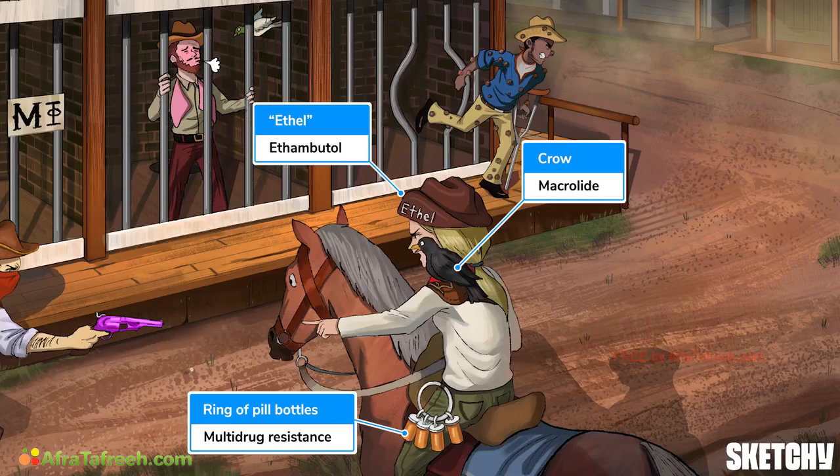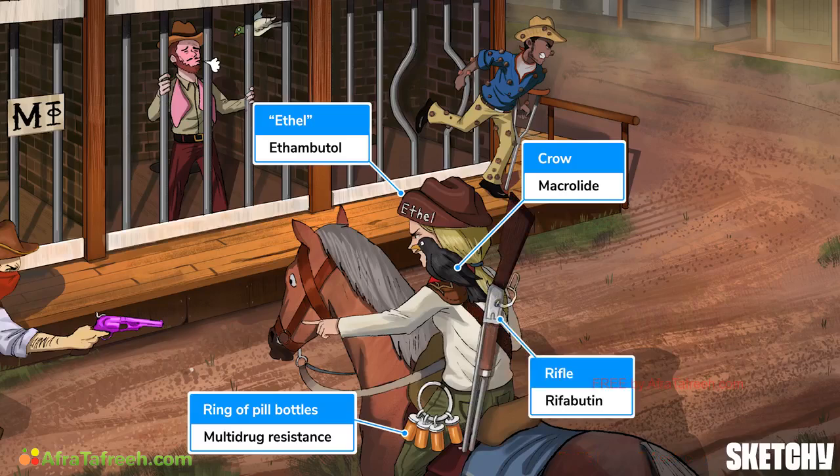If there is a high chance of multi-drug resistance, your patient does not respond to antiretroviral therapy, or has a high mycobacterial load, you can consider giving a third agent such as rifabutin. Rifabutin is related to rifampin, hence our rifampin rifle. Let's hope this situation is treated well, and we can gallop off in peace.